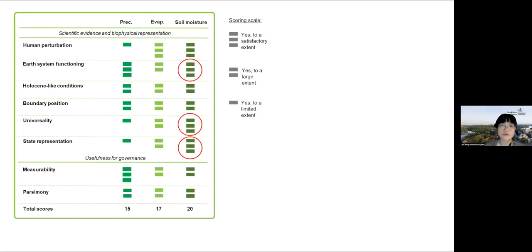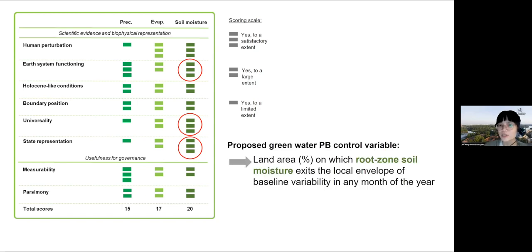In the end, we considered that soil moisture was a better one because it integrates both the influx and the outflux in terms of precipitation and evaporation. And also because soil moisture is a direct control of the vegetation state, of what the biosphere can access. And in order to represent the entire Earth system, despite the spatial heterogeneity of the water cycle, we decided to propose the green water planetary boundary control variable not in relation to the water metric itself, but as the percentage of land area on which root zone soil moisture exceeds the baseline variability in any month of the year.